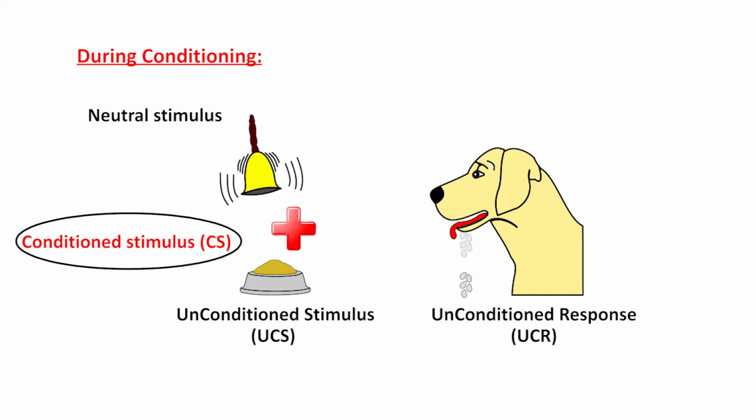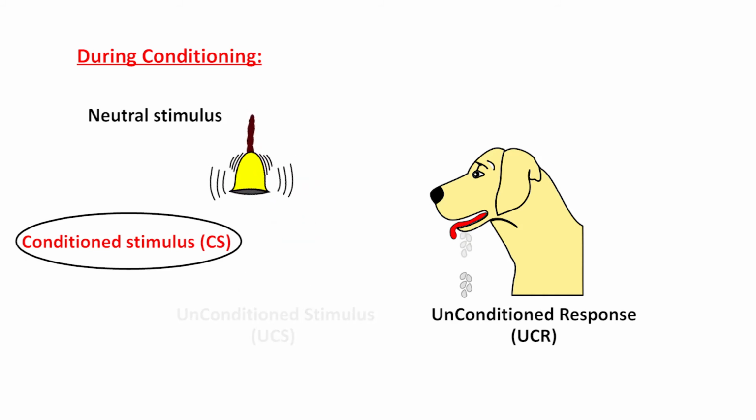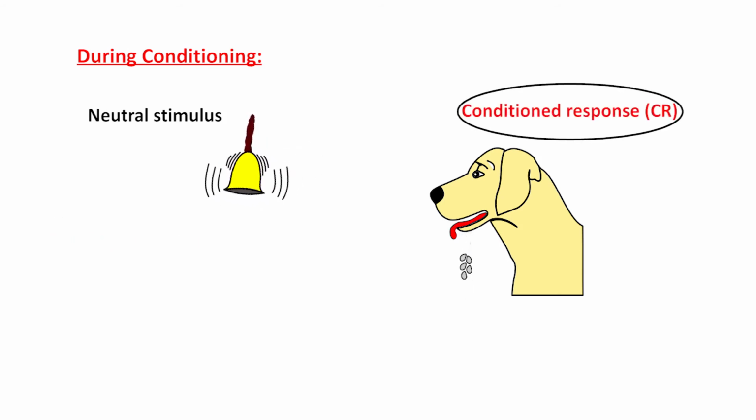Once the association has been made between the UCS and the CS, Pavlov found that the CS, even when presented alone without UCS, will trigger a response. The resulting response of salivation, even without food, is known as the conditioned response or CR, which refers to the habituated or learned response to the once neutral stimulus. Hence, UCS-UCR connections are provided by nature, but the CS-CR connections are produced by learning through classical conditioning.